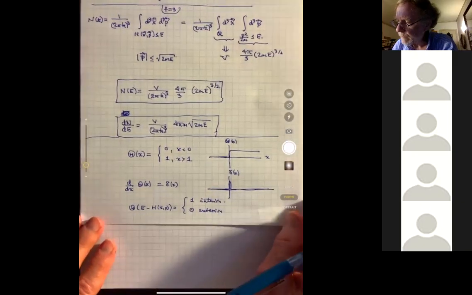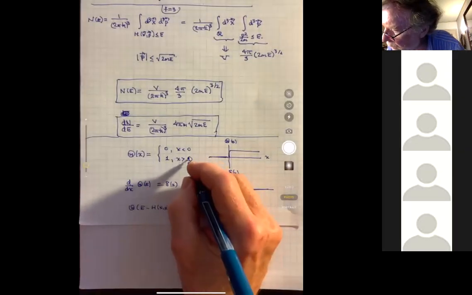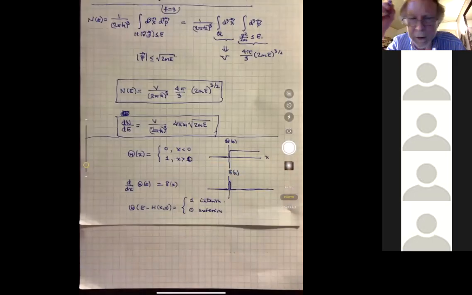yes, question. When you wrote the theta of x, the step function, you wrote x greater than 1 and x less than 0. Thank you. This should have been 0 here. Thank you for pointing that out.